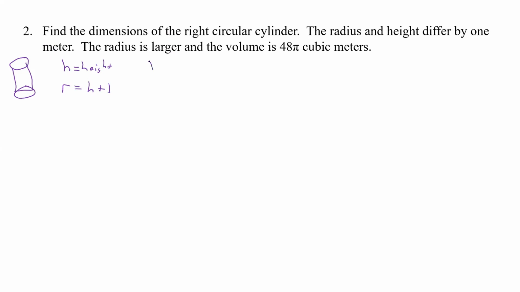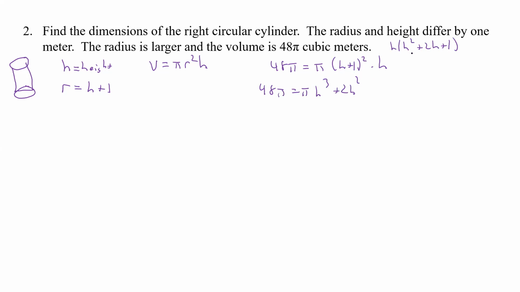And what was our volume of that? That was pi r squared h. And so now we can say, well, volume is 48 pi equals pi times h plus 1 squared times h. Now we have to square that, so that's h squared plus 2h plus 1. And then we multiply that by h, and so we get 48 pi equals pi times h cubed plus 2h squared plus h.